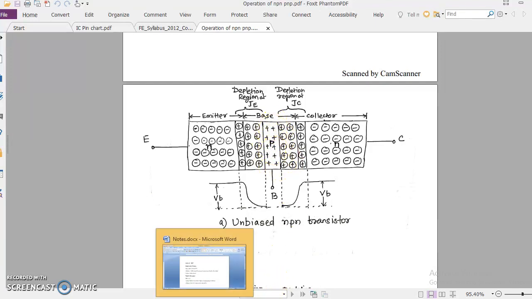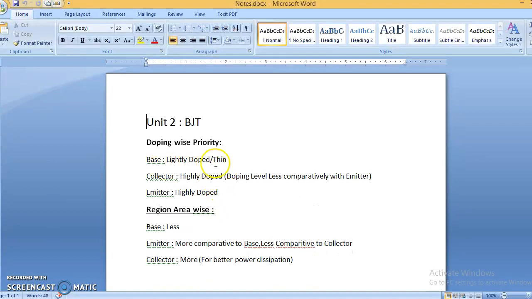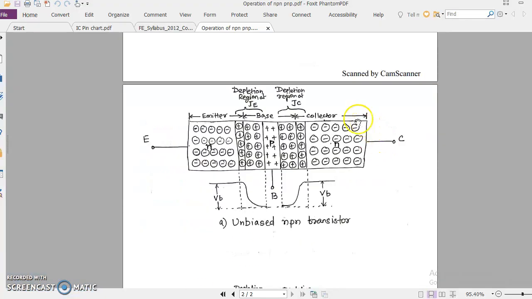Another priority is there, that is the doping priority. So we know that the base is a very lightly doped, thin area. Here you can see base is lightly doped, collector is highly doped. But if you compare collector with emitter, the doping level in collector is a little bit less than emitter. So you can say emitter is more highly doped than collector, and collector is again more highly doped than base.